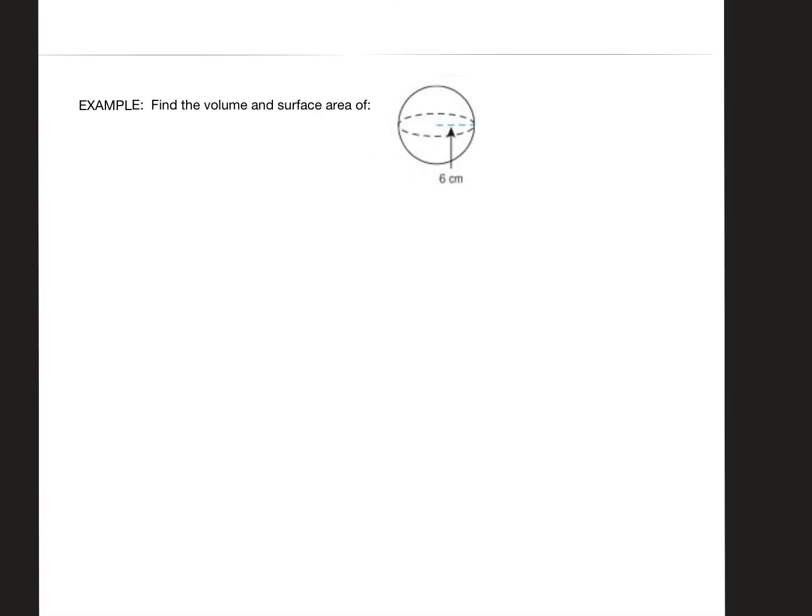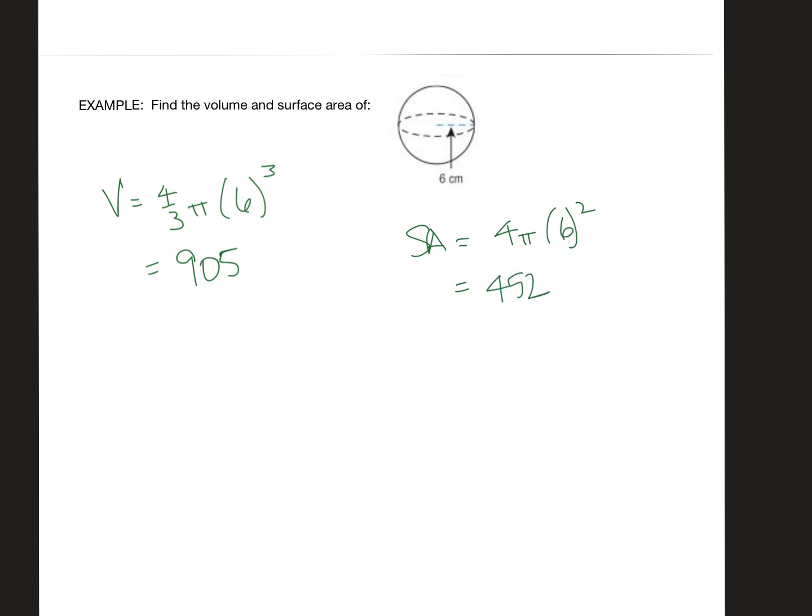And then for this last example, you may have to flip your paper over or write the formulas down, but the volume of a sphere is 4/3 times pi times the radius cubed. And again, handy dandy calculator, you should get 905. And surface area is 4 times pi times the radius squared. And handy dandy calculator, 452. Notice I didn't put units on purpose because when you go to Schoology, you will not be putting units in either.